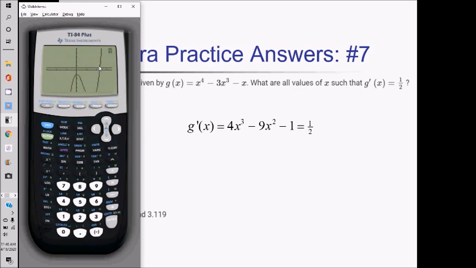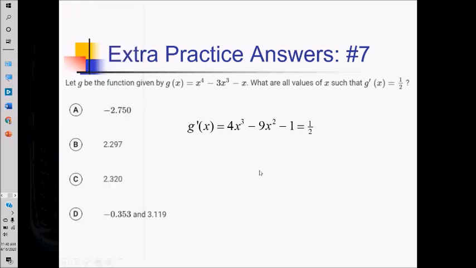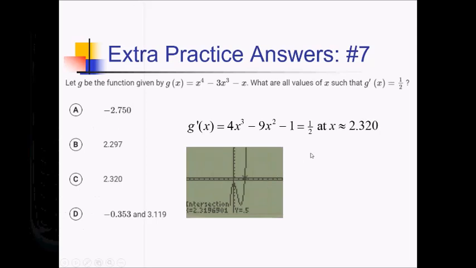Let me now do second trace, and then I'm going to pick option 5, intersect. Let me move my little spider closer here. And where is he? There he is. Okay, so enter 1, 2, 3 times. And then we end up with about 2.3197, or 2.320 if you round it off to 3 decimals. So that's going to be answer choice C.